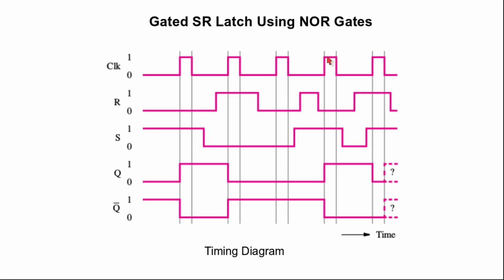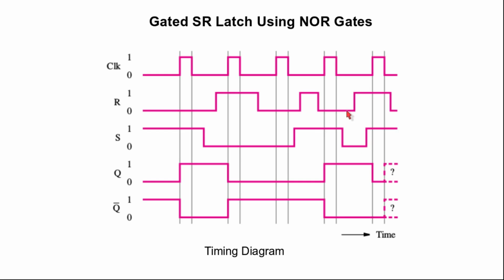Now clock goes to 1 at this point of time, and at that time your R input is 0 and S input is 1, which means the latch will go to the set state because S is 1 and R is 0. Set state means Q will change to 1. So it was 0, it will go to 1, and Q prime was 1, it will go to 0. And then again at this point the clock changes to 0, so no further changes will take place.